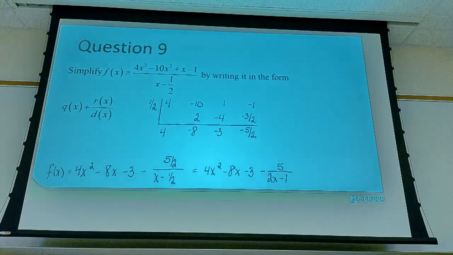Depending on your polynomials, this process can be extremely tedious. For instance, if you have a 15th degree polynomial divided by a linear term, it's going to be really tedious, but not particularly difficult. You just have to remember your arithmetic.